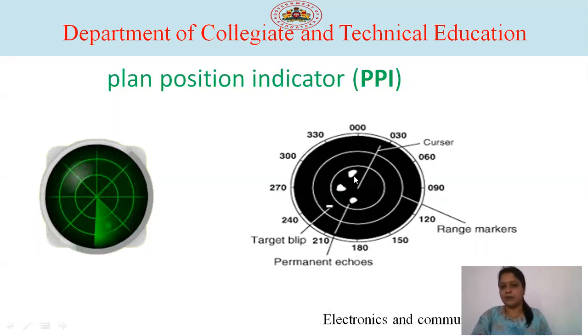Now here you can observe these are the permanent echoes due to the permanent, stationary objects. Now this is the target blip. That is, wherever the target is detected, at that position the blip will be observed. Therefore, here we are getting the target blip. Now these are the range markers. At what range, from here to here, what is the distance? From here to here, what is the distance? Like that, the distance can be calculated. From this, we can make out the position of the target.